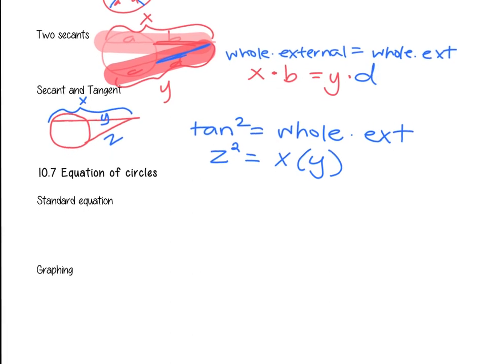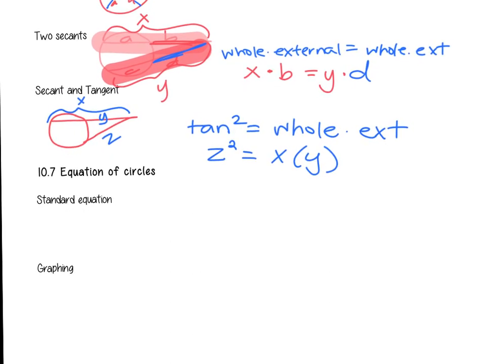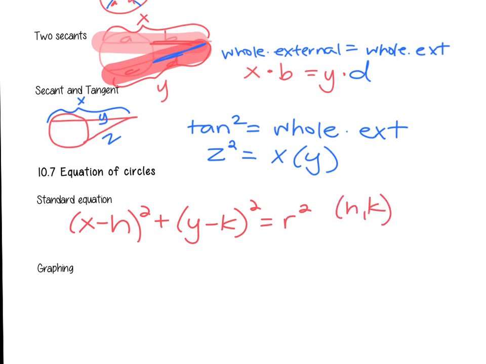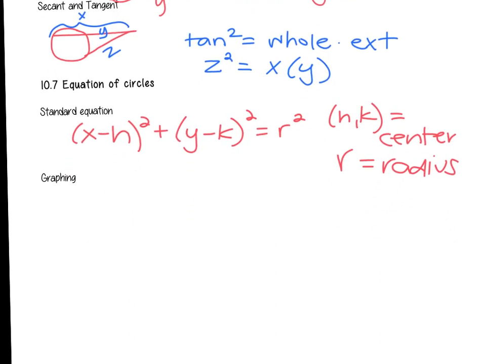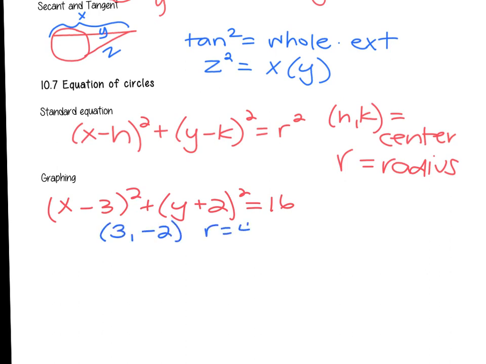And then the last section is the one we just finished, which is the equation of the circles. So the standard equation is (x - h)² + (y - k)² = r². So the (h, k) is the center, and the r is the radius. You want to know how to do two things. One is get information out of an equation. So let's say it's this. Then my center would be (3, -2), and the radius would be 4.